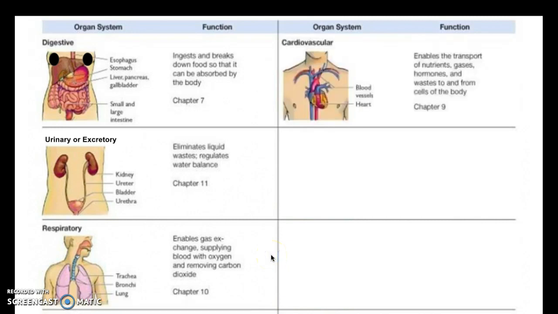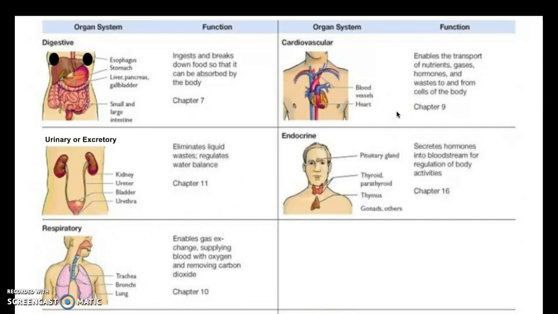Next, cardiovascular system, and its major function is to transport the nutrients, gases, hormones, waste, everything that needs to be delivered is done so by your blood. And you can put blood vessels, you can put the heart, are some major organs. That's a very important function of the cardiovascular system that you can't live without.